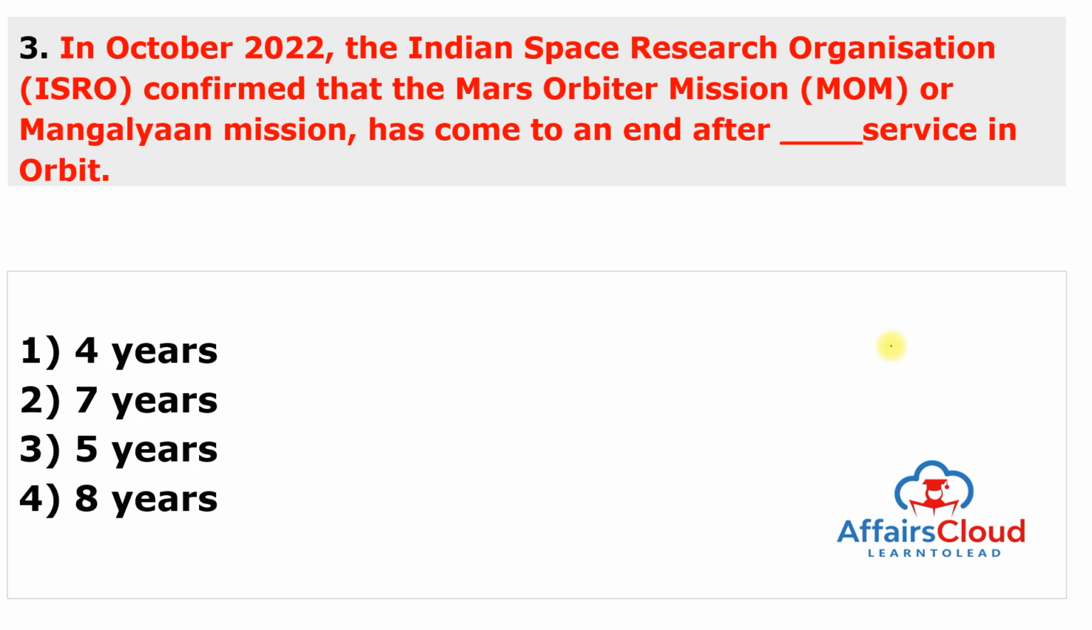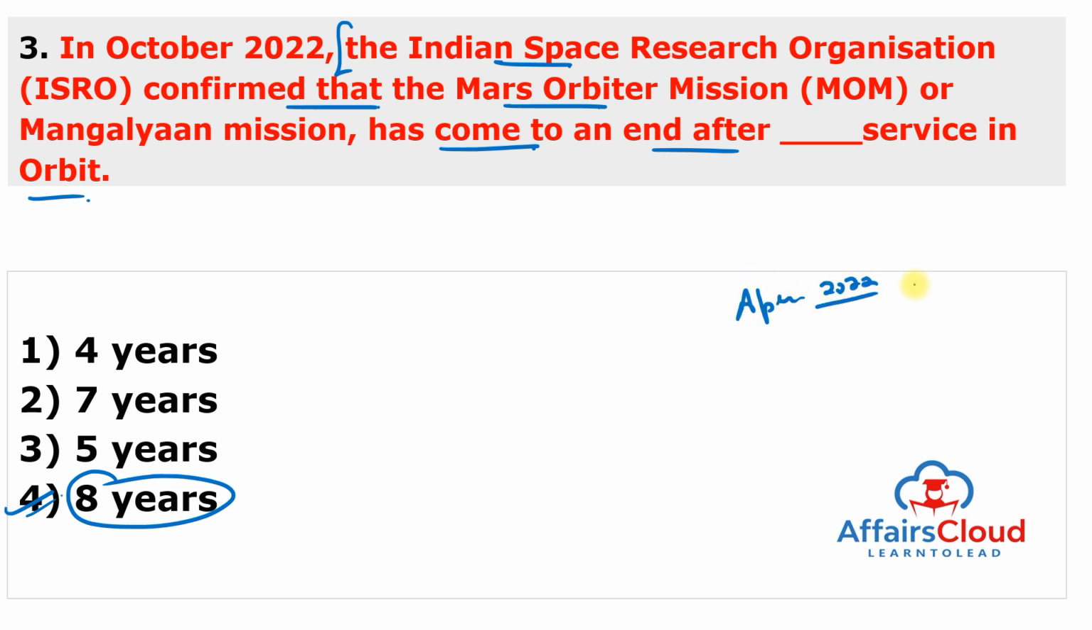Moving to next question. In October 2022, the Indian Space Research Organisation confirmed that the Mars Orbiter Mission, or MOM, or the Mangalyaan mission, has come to an end after dash service in the orbit. And this is 8 years. Answer of this question is 4. So ISRO confirmed that the MOM, commonly referred to as the Mangalyaan mission, has come to an end as it lost communication with the ground station due to a long eclipse that happened in April 2022, and it is non-recoverable. It had been designed to work for a lifespan of 6 months as a technology demonstrator.